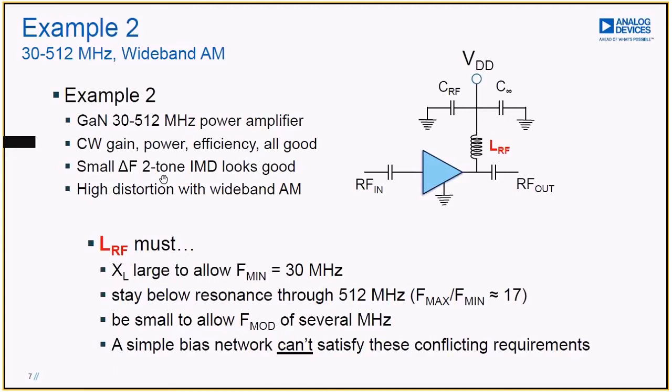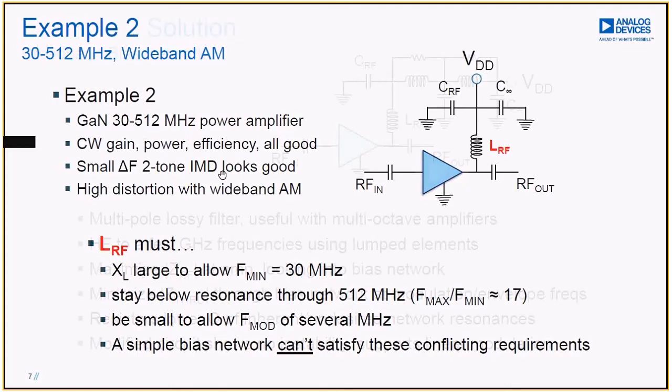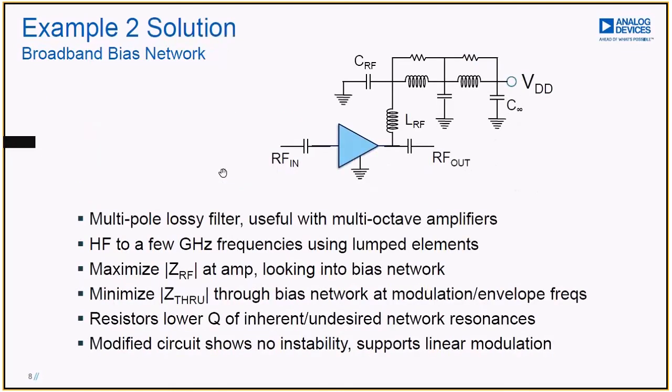The problem is that we're also trying to push a time-varying waveform, the envelope waveform, through LRF. So you've got this problem. It needs to be big, but it needs to be small at the same time. And the fact is, you just can't satisfy both of those conditions simultaneously. So what do we do? We need to throw a more complicated network at the problem.